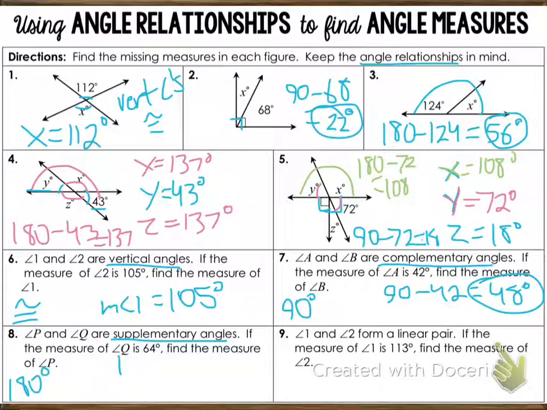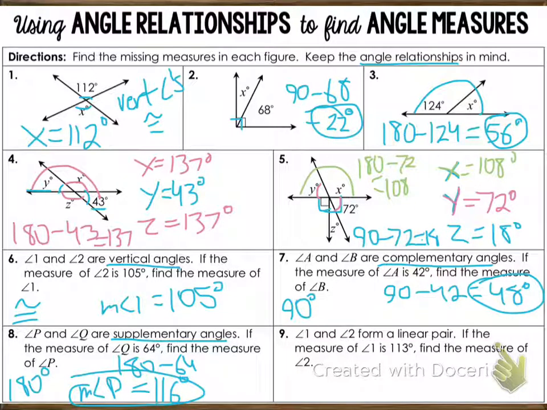For this one, you're just going to do 180 minus 64. And when you solve for that, you get 116 degrees. So the measure of angle P is 116.